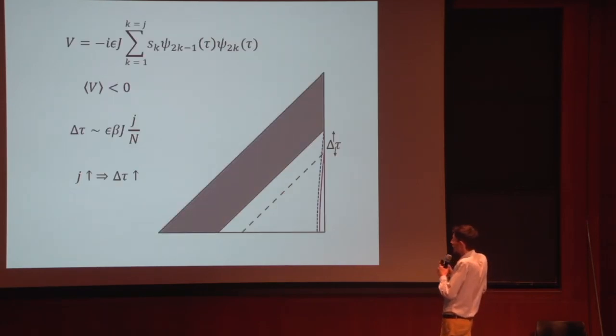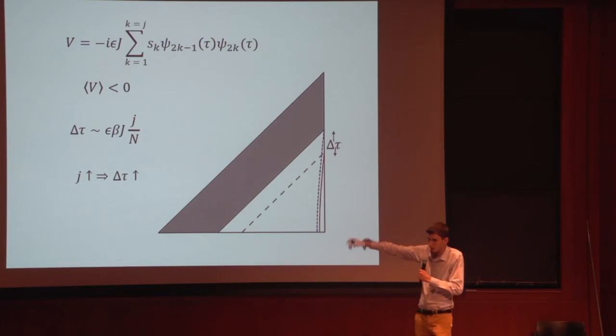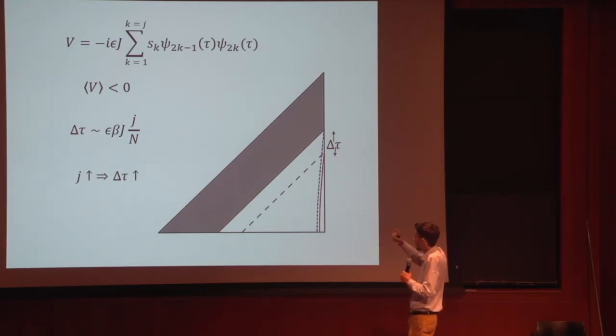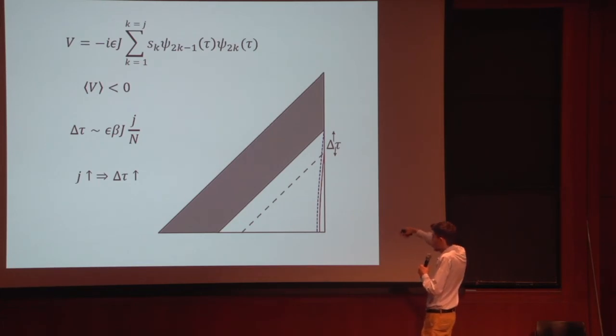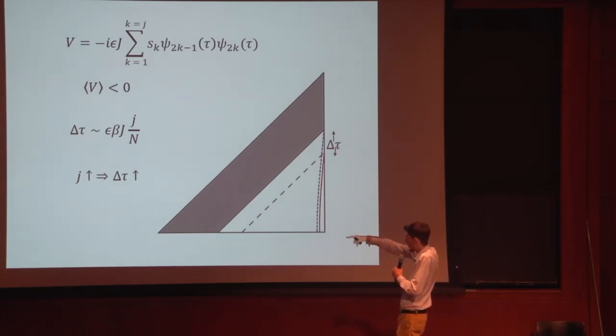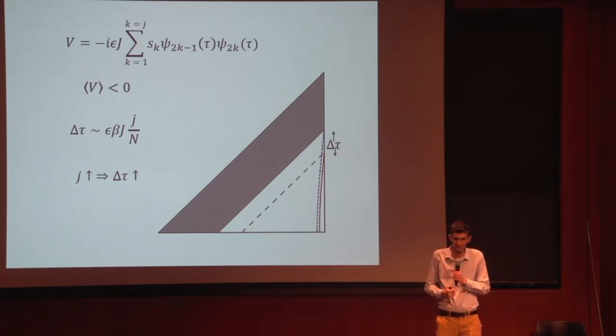An additional detail is that the expectation value of the perturbation is negative. The amount of exposure delta tau, which is drawn over here, is the small parameter. And when you fix epsilon and you measure more and more spin states as j grows, also the amount of exposure delta tau grows. So thank you.